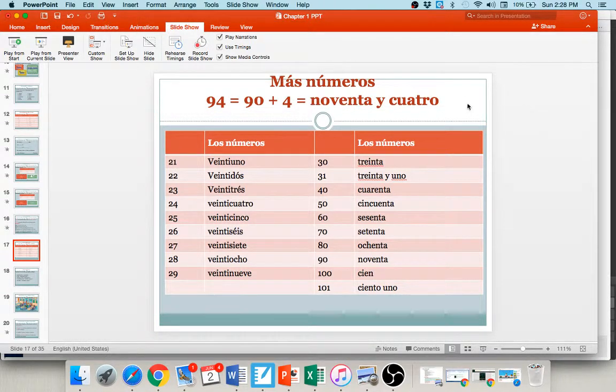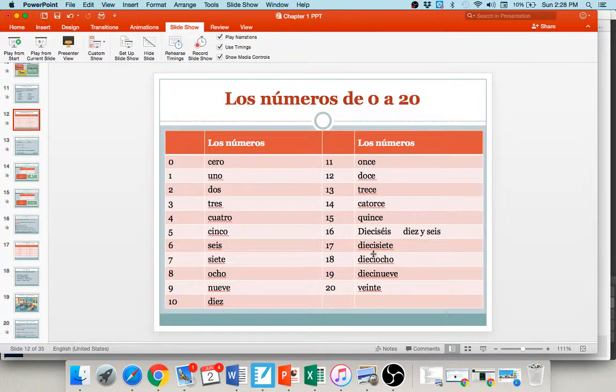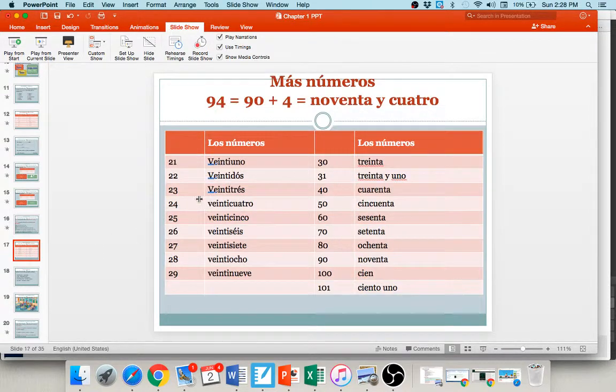So by default, I like doing the Y thing, but in your book, on your activities this week, you must use the I from 16 through 19, and for 21 through 29, you must use the I just as it is written here. Everywhere else, you may use the Y. 31, 32. Okay, otherwise your book will count it wrong. So please make sure you keep that in mind.